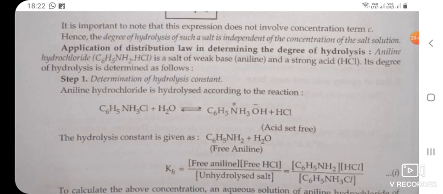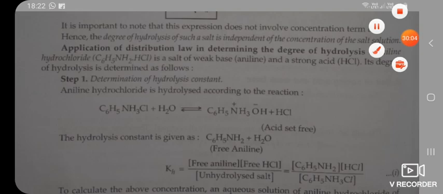Application of distribution law in determining the degree of hydrolysis. Aniline hydrochloride is a salt of the weak base aniline and the strong acid HCl. Its degree of hydrolysis is determined as follows.